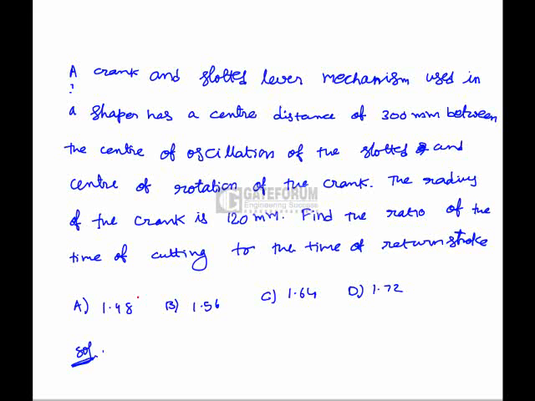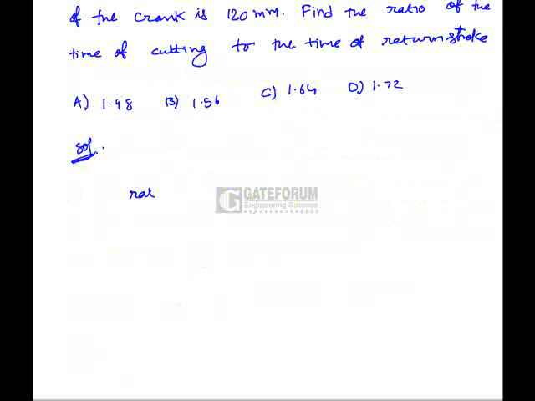Crank and slotted lever mechanism used in a shaper has a center distance of 300 mm between the center of oscillation of the slotted lever and center of rotation of the crank. The radius of the crank is 120 mm. Find the ratio of the time of cutting to the time of return stroke. Here the ratio of the time of cutting to time of the return stroke is given by 360 minus alpha by alpha, where alpha is the crank angle.